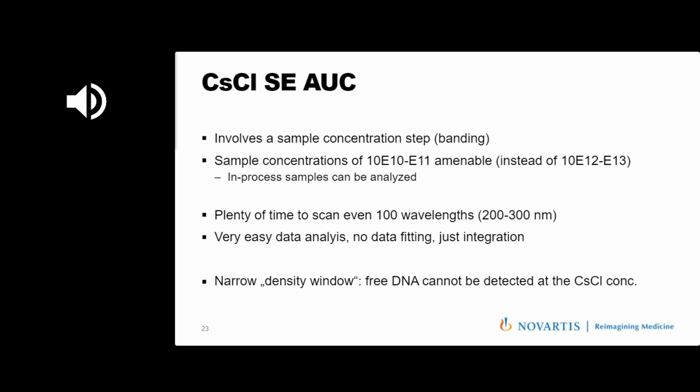And what in our experiment also showed up is that you have a narrow density window, which means if you want to separate empty particles from partially filled and full ones, you have to choose a cesium chloride concentration at around 1.34, 1.36 or so. And at that concentration, free DNA still sediments to the bottom of the cell. So you cannot measure free DNA, for example, in the same experiment where you're looking at the empty-full ratio.